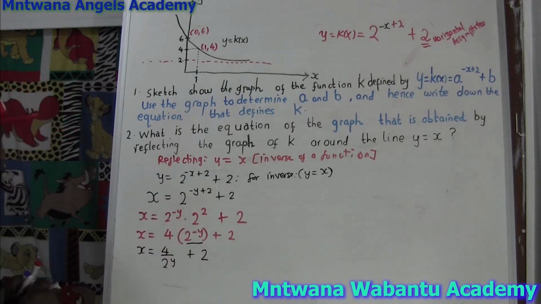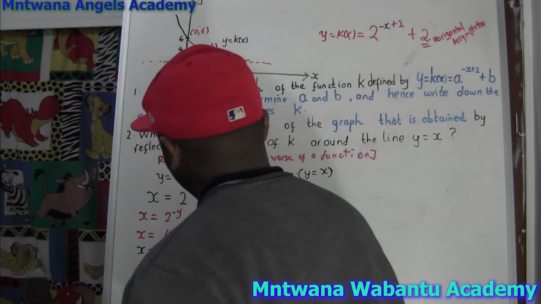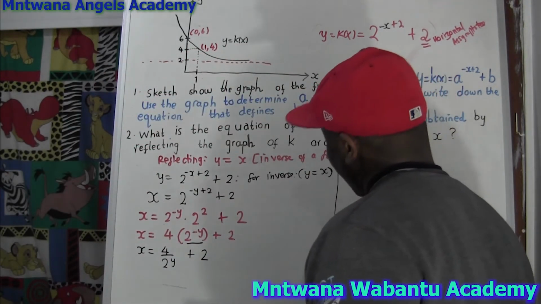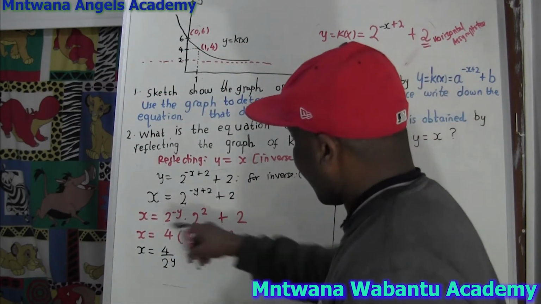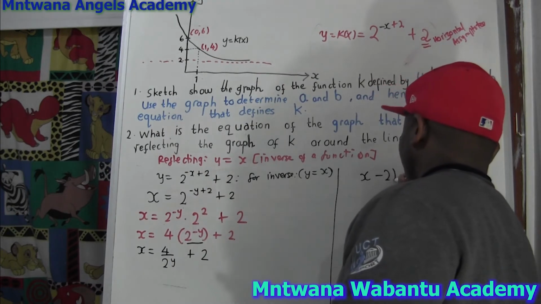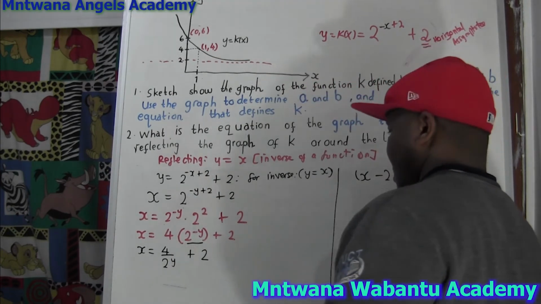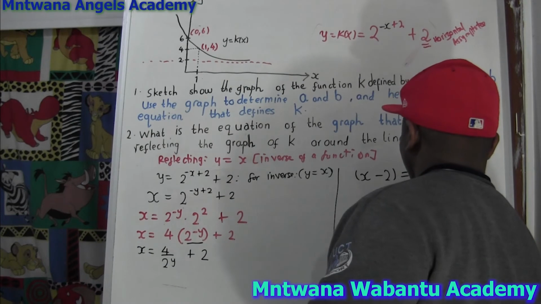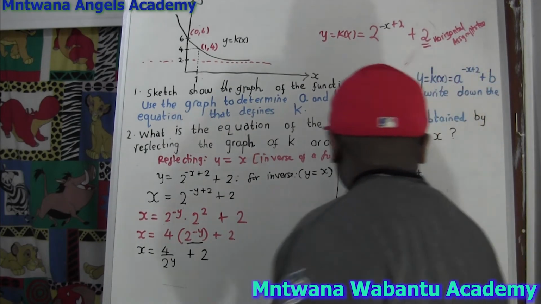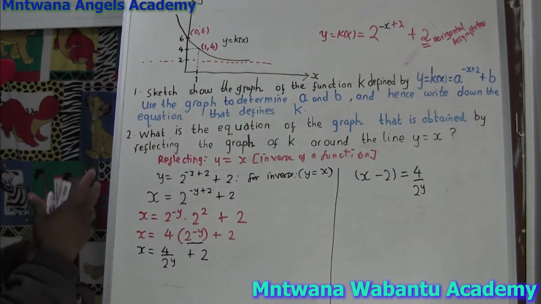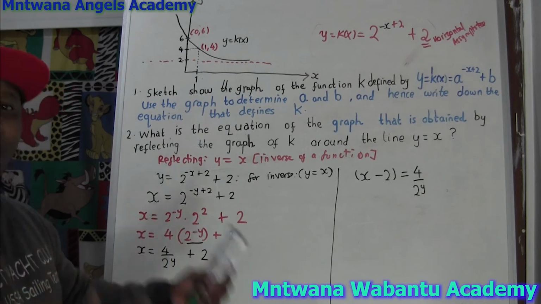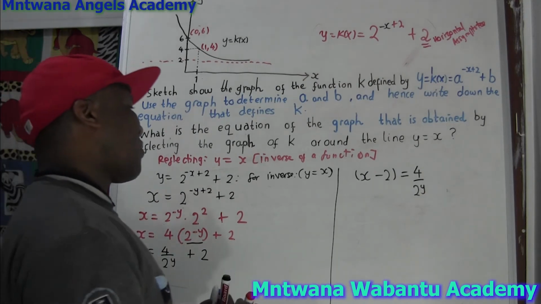Take this 2 over. So let me do it here. So this 2 comes over, so this is going to become x minus 2, and this equals 4 over 2 to the power y. You know what I'm saying? There are a lot of ways you can do it. Either you can cross multiply or you can flip. But let me cross multiply. There are a lot of ways, okay?